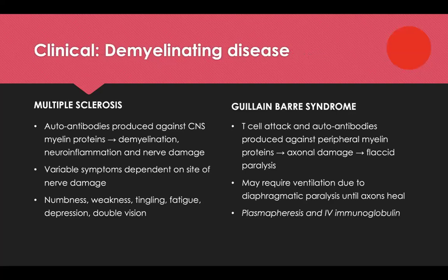Okay, so demyelinating diseases are a good clinical correlate here. Multiple sclerosis is an autoimmune condition where the myelin proteins are attacked by an inflammatory process. You have very variable constellations of symptoms in multiple sclerosis, including numbness, weakness, tingling, fatigue, depression, double vision. Quite often, multiple sclerosis will initially present with some kind of optic neuritis picture.